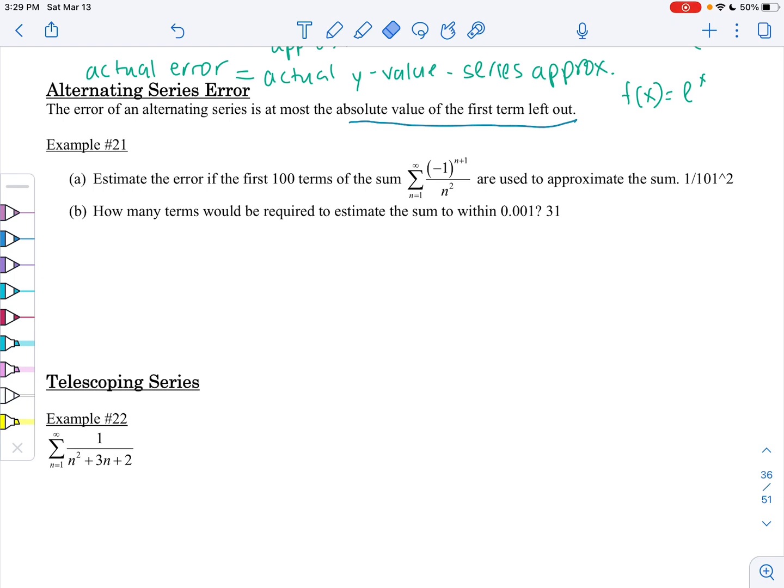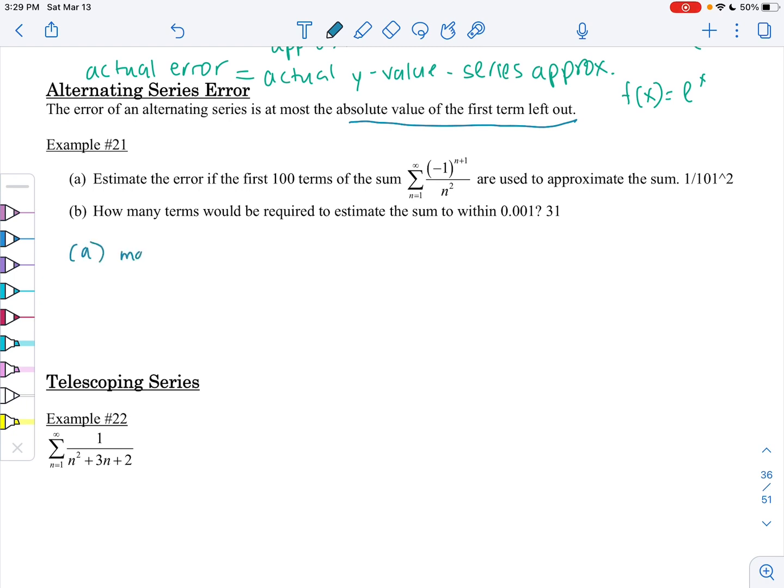Absolute value because we're not concerned with whether it's positive or negative. It's always absolute value when we're discussing error, whether it's Lagrange error bound or alternating series. In example 21, I accidentally left the answer here, so we're going to see how we got to those solutions below the example. So in part A, they're asking us to estimate the error if the first 100 terms of that sum is used. So if it's tied to the next term, that would be the 101st term that would determine the error.